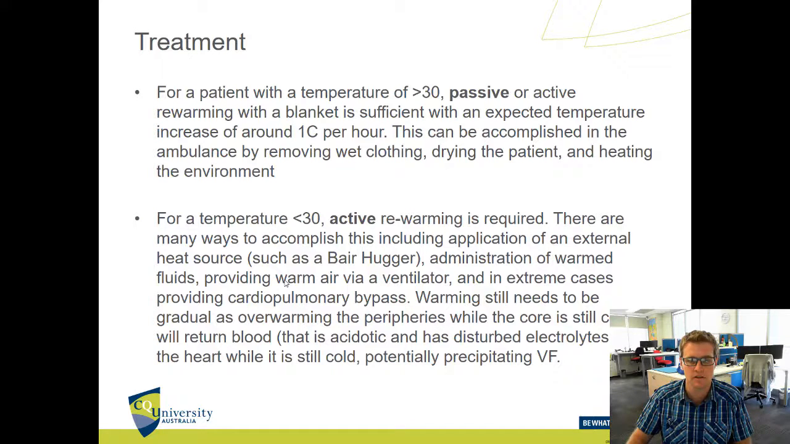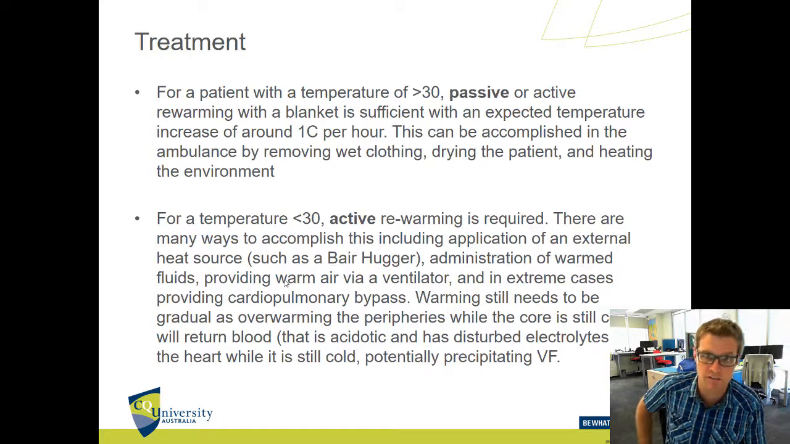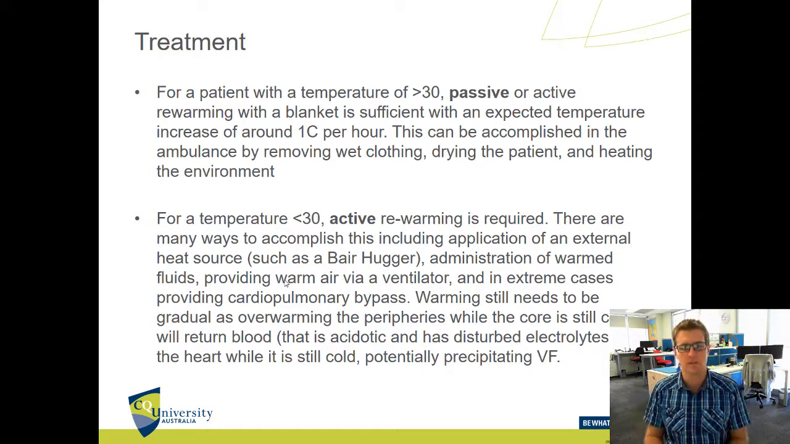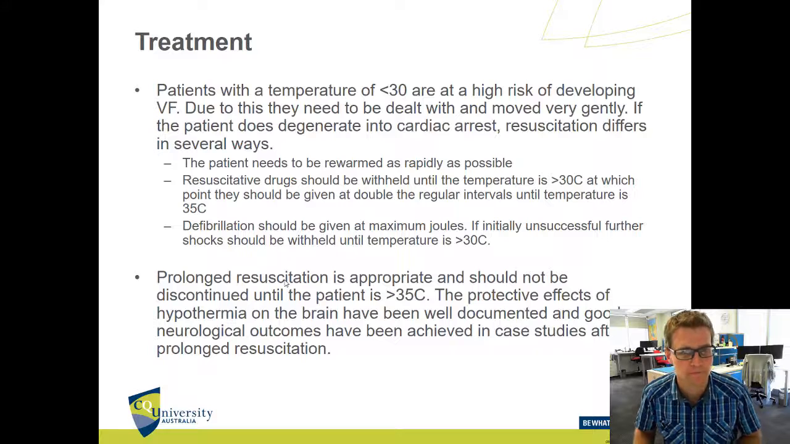You need to be careful in both moving the patient and in warming them too quickly, because you can theoretically precipitate VF. I'm not sure how strong the evidence is on that, but there are some case studies for it. The idea there is that if you warm them too quickly, the arms and legs are going to warm up faster, and all that blood will return back to the central circulation while the heart is still very cold and stunned, and it actually won't be able to deal with that return of blood and potentially go into VF.